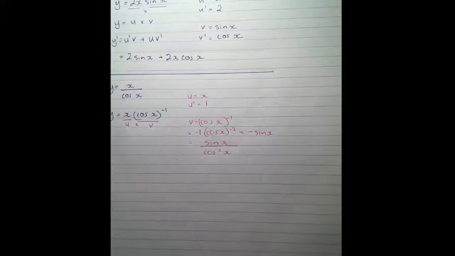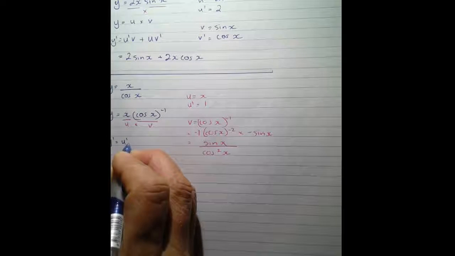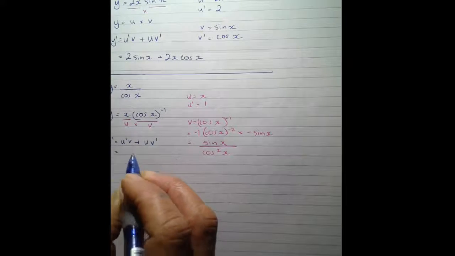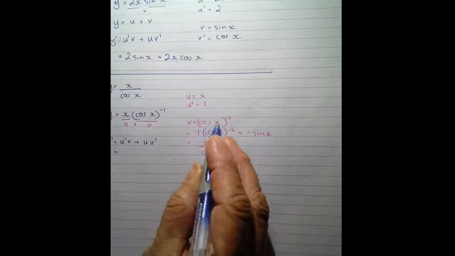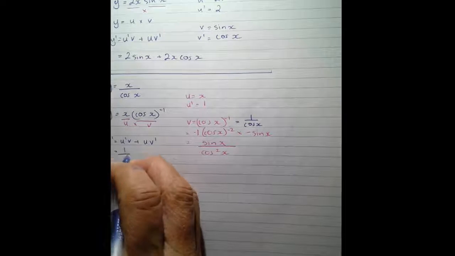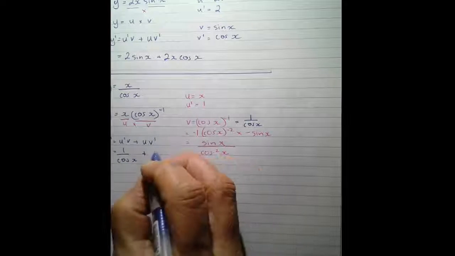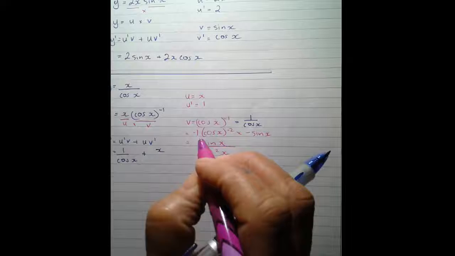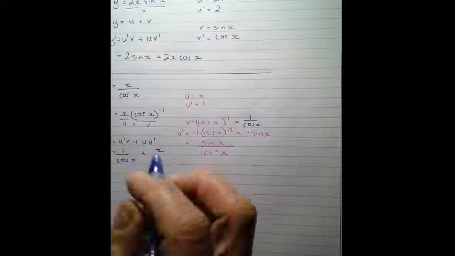So if I substitute that in, my derivative of y is going to be the derivative of u times v plus u times the derivative of v. So u dash is 1, v is cos x to the power of -1, which I can think of as 1 over cos x, plus u, which is x, and then v dash, the derivative of v, is sine x divided by cos squared x.